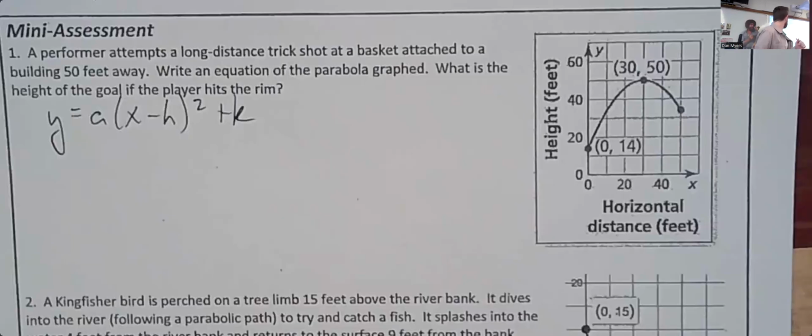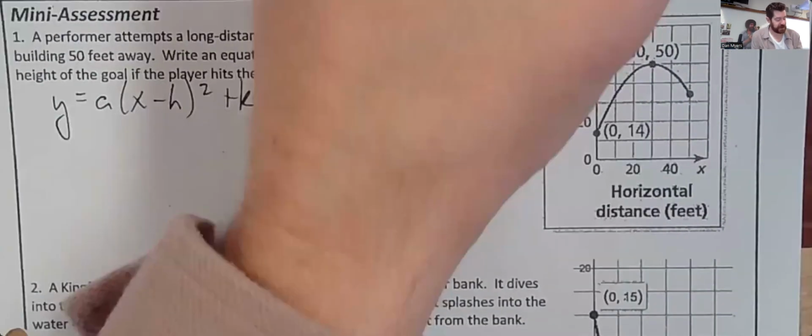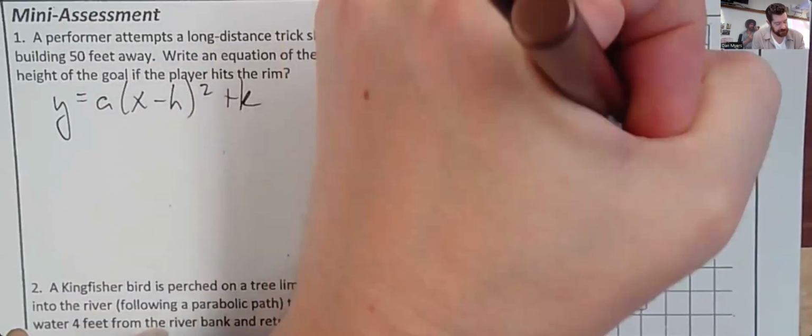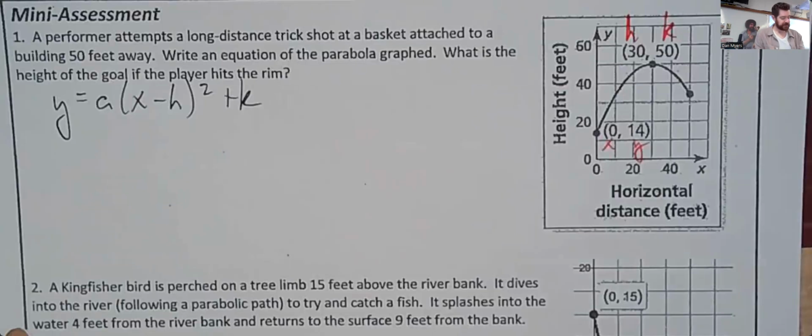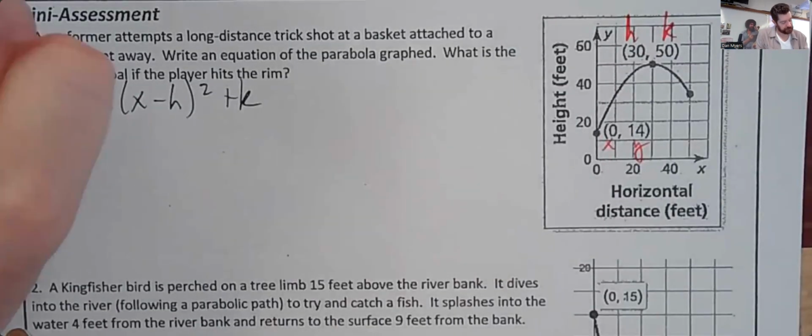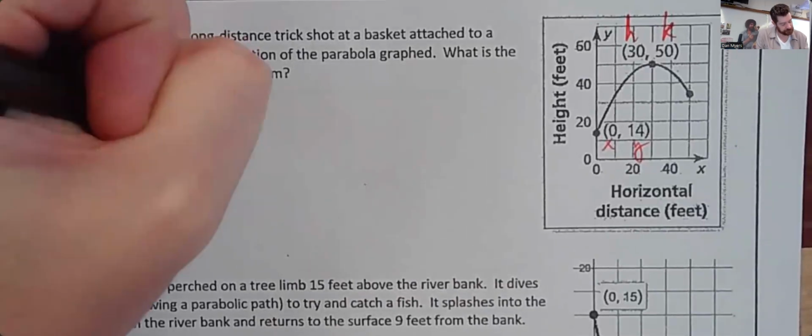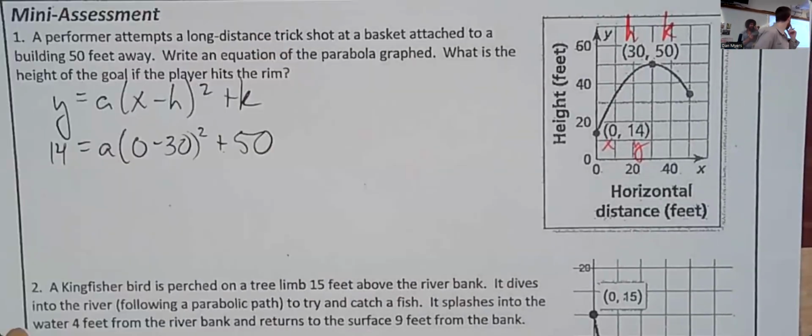All right, well, here it is. There's our vertex form. Our vertex is up here. We got H and K. We've got X and Y. We're going to drop those in. Solve for A.